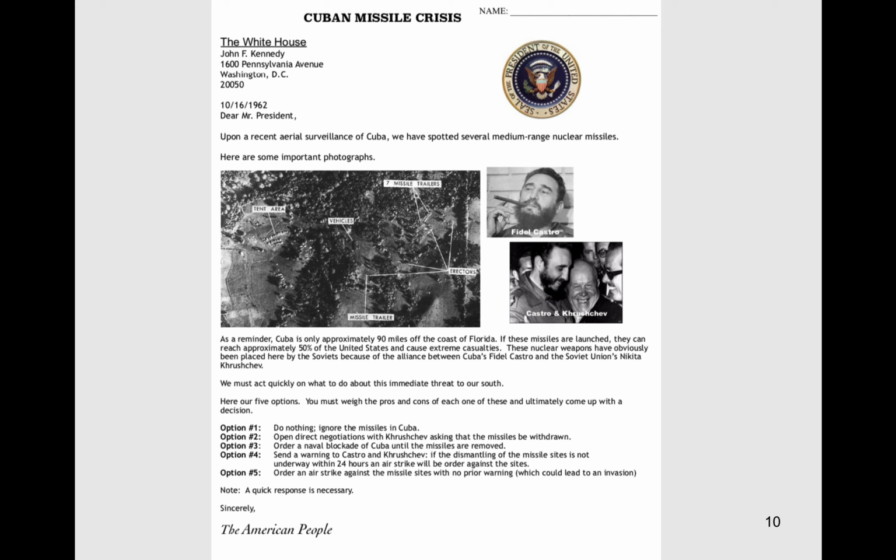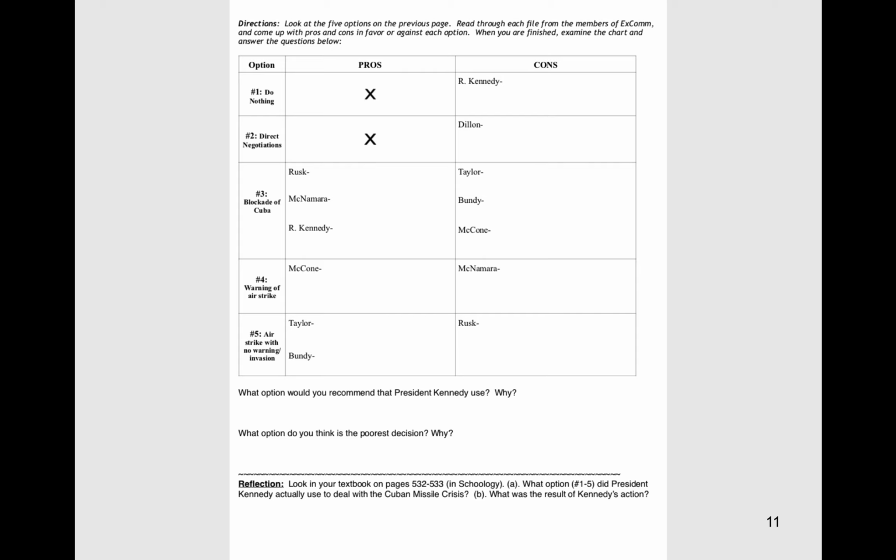And once again, your 5 options are listed. Do nothing, do negotiations, order a naval blockade, give them a warning first, and then an airstrike, or do an airstrike with no warning. So on page 2 of your assignment, you are going to go through the reading that's called XCOM recommendations, and you are going to look at the advisors to President Kennedy and see what they think is a good option and what is not a good option.